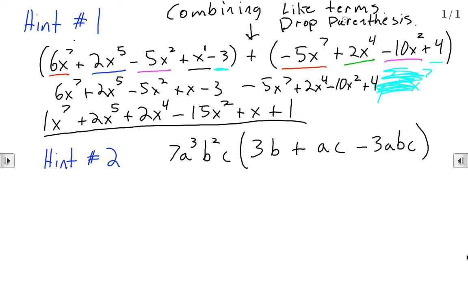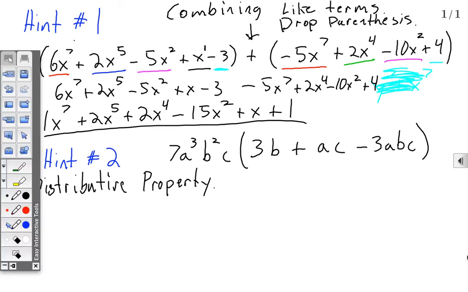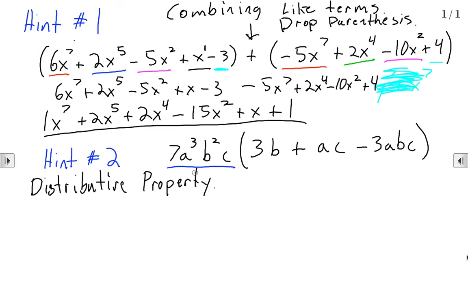Just like this was just combining like terms, this is really just a distributive property problem. It's just that once we use the distributive property, there's going to be some funky terms to deal with. So here what we need to distribute is 7a cubed b squared c. We need to multiply it by 3b, we need to multiply it by ac, and we also need to multiply by 3abc.